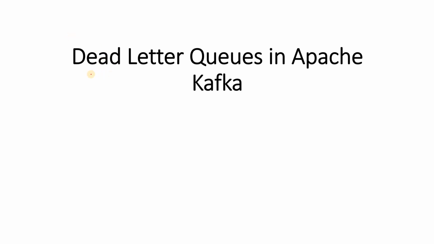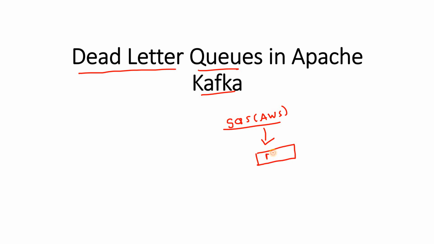So today in this particular video, let us try to understand the concept of dead letter queue in Apache Kafka. Already in our previous video, we discussed dead letter queue or DLQ in the context of SQS in AWS. That is, whenever some event our system or pipeline is not able to process from SQS, then after certain retry also, if it is not resolving the issue, then the messages or the events are moved to DLQ or dead letter queue, right?